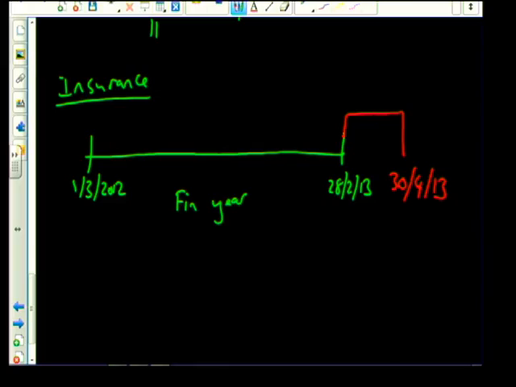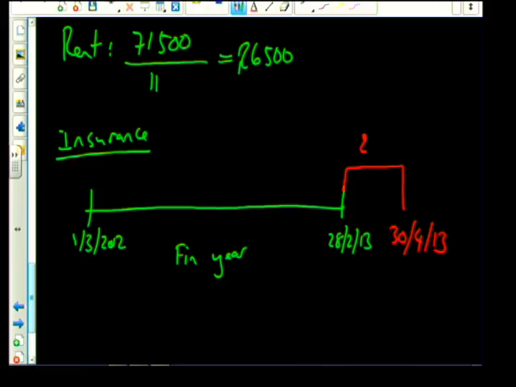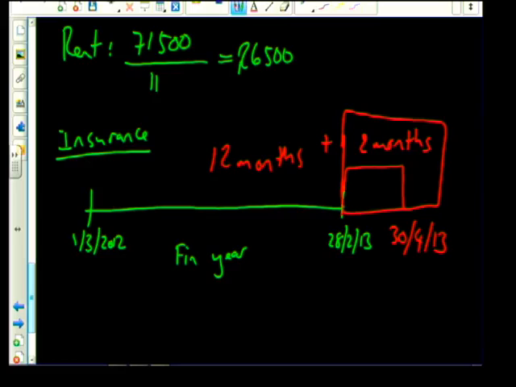So if the financial year ends on the 28th of February, I have prepaid my insurance for March, and I've prepaid my insurance for April, so I've prepaid my insurance for 2 months that are not in this financial year. So the figure that I have will actually be for the 12 months that are in this financial year, plus the 2 months prepaid. But we don't want to include these 2 months prepaid, because they are for the next financial year. They are actually prepaid expenses.